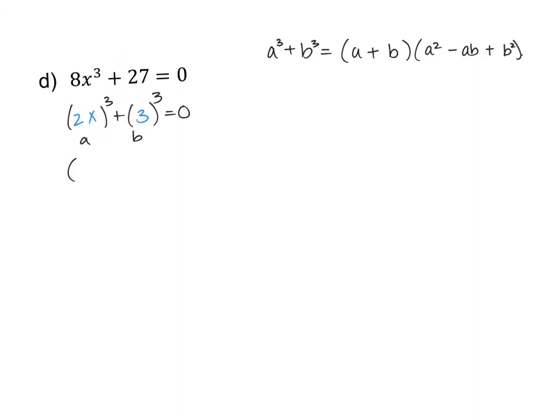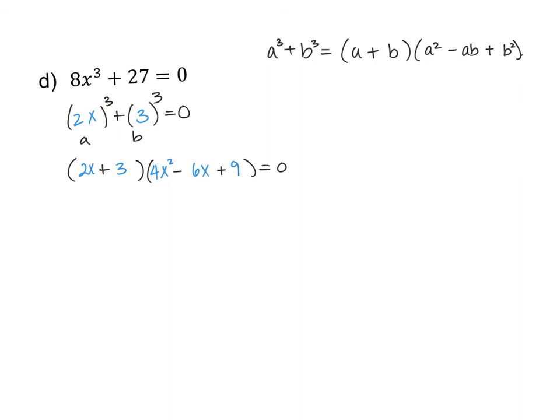I'm going to try to factor this now. So same, opposite, always positive. I have a 2x for my a, 3 for my b. Now I have to take the a and square it. So that means 2 gets squared, so that's a 4. X gets squared, so that's x squared. A times b is 2x times 3, which is 6x. B squared is going to be 3 squared, so that's going to be a 9.